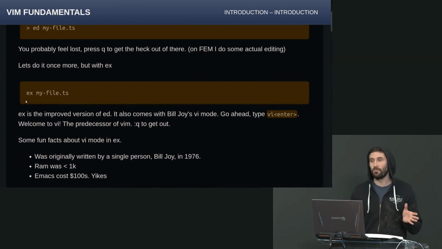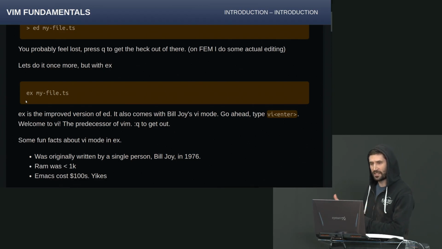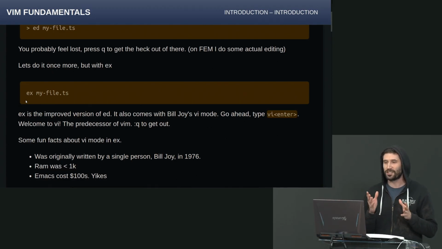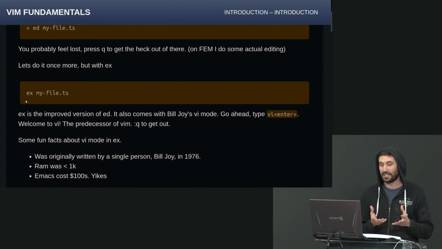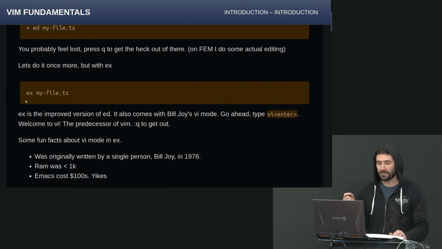Back then, you couldn't get more than 1K worth of RAM. If you think about that, I think VS Code takes 1 terabyte of RAM or something like that. I'm not exactly sure how many gigawatts it takes, but I know it's a lot of RAM. And so imagine if you had effectively none. I don't even think you can spell Electron with 1K. It's very, very small. And so he wrote VI for very small systems.